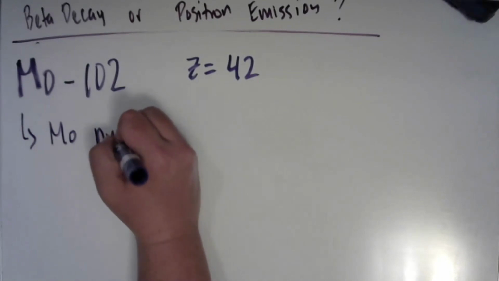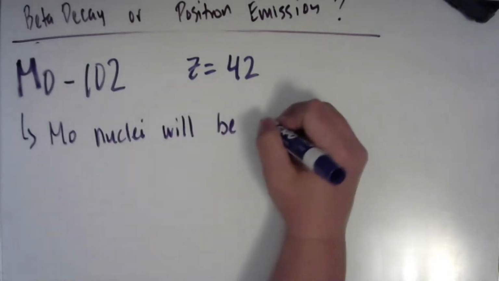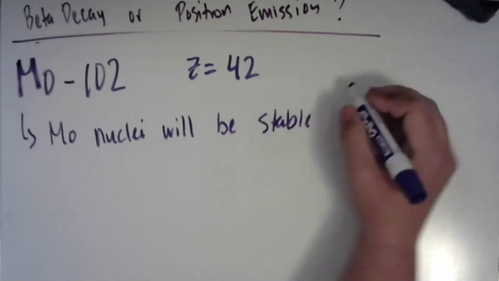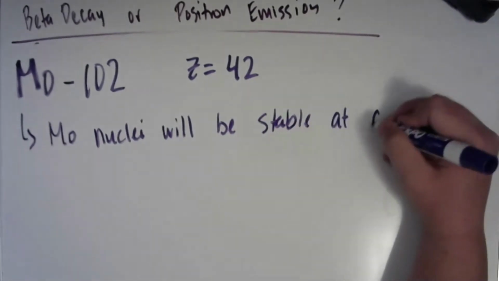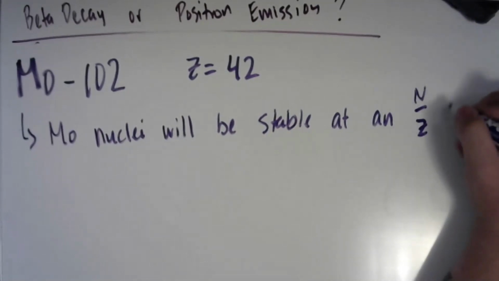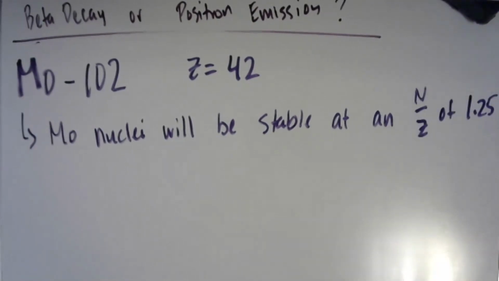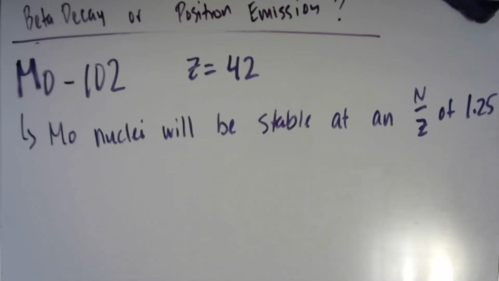So Mo nuclei will be stable at an N over Z ratio of, I'll say, 1.25, somewhere around there. I know it's not exact, but 1.25, 1.3 maybe. We're just basing it on that stability line in the chart.